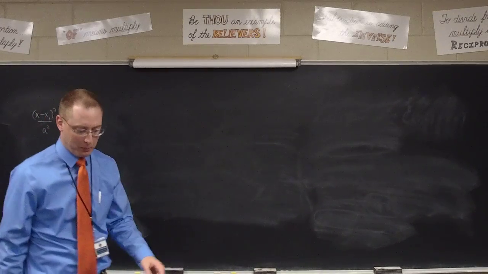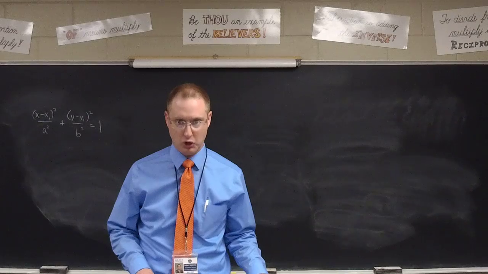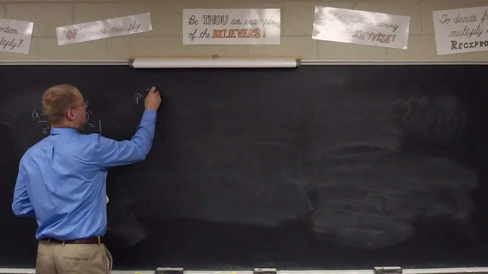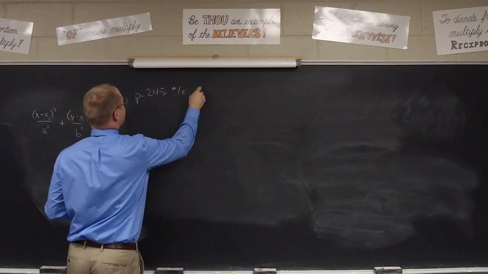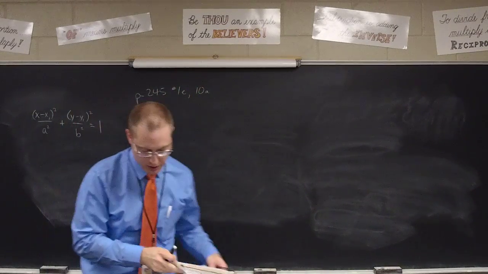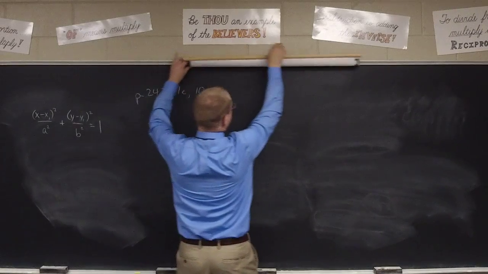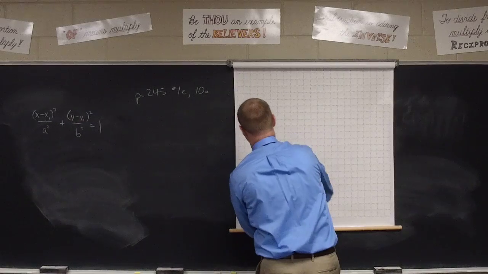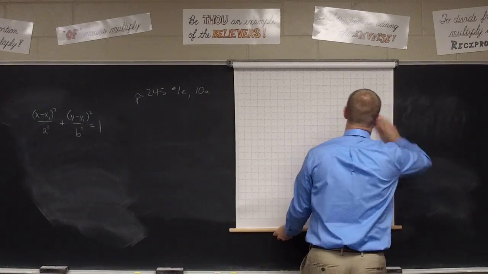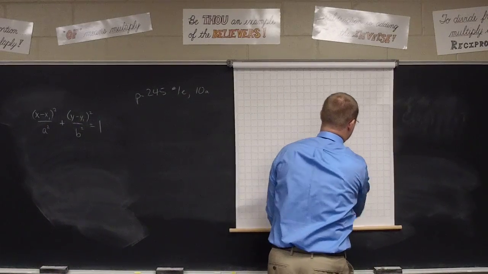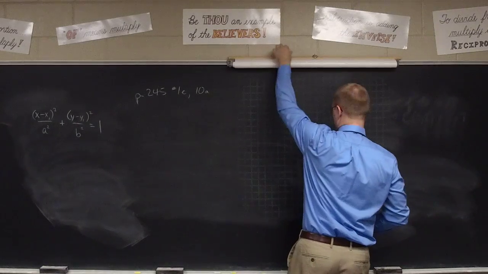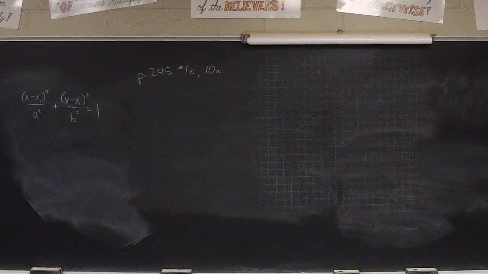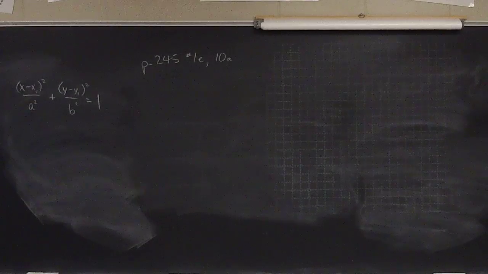All right, so you had just a couple problems to do for homework. Go ahead and have your homework out and books open to page 245. Page 245, you did number 1E and number 10A, and we'll take a look at those. See how we did. Let's zoom in just a little bit here. Graph that a little bit easier to see, hopefully.